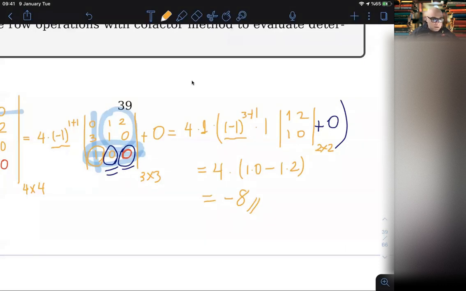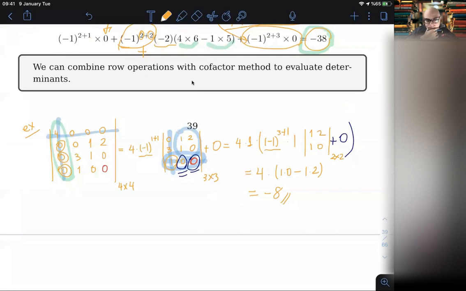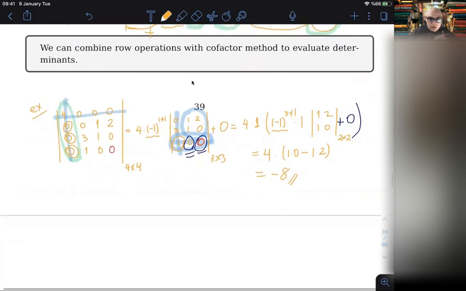Any questions here? Let me know. Isn't that minus 4? This one? No, no, this is the result. The result is 0 minus 2, so this is minus 2. Minus 2 times 4, okay.